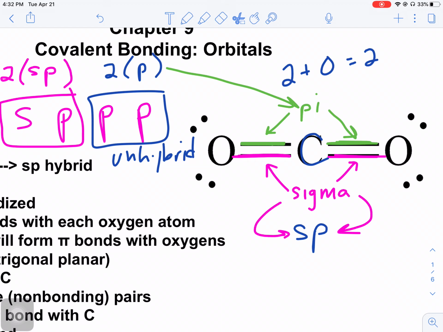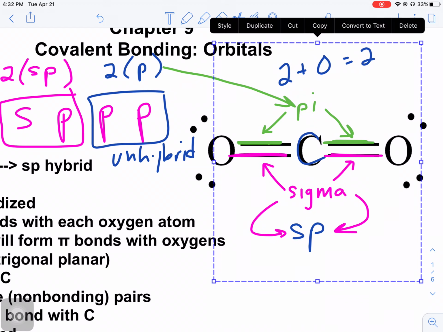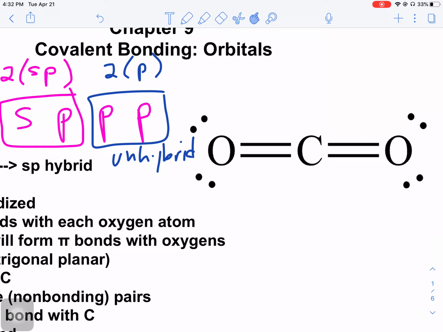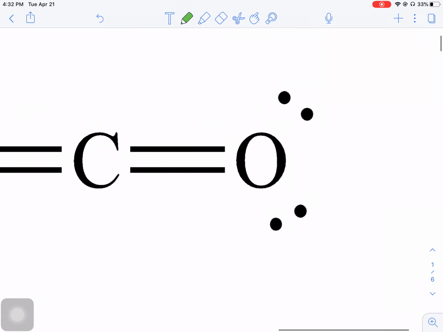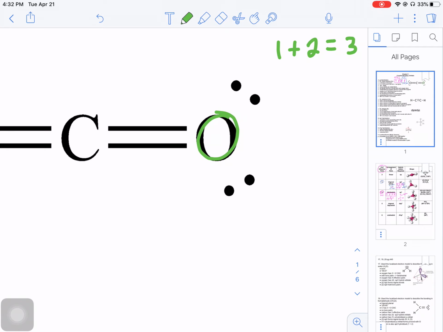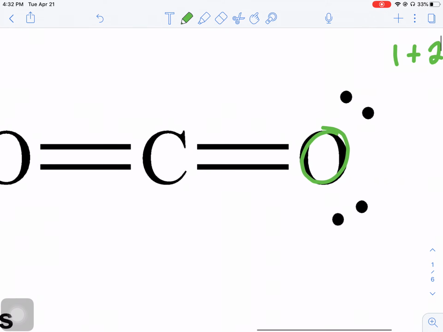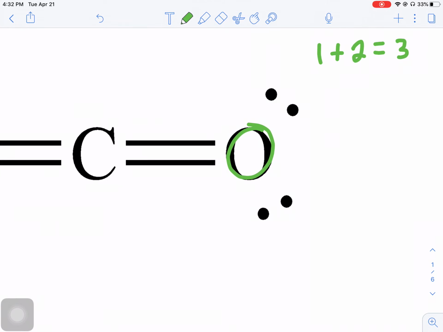Now let's change our focus a little bit. We talked about carbon. Let's talk about oxygen for just a second. Focus on oxygen for the next minute. Oxygen has one neighbor, carbon. Oxygen has two unshared pairs. So oxygen has three effective pairs, and because of that, oxygen is sp2 hybridized.